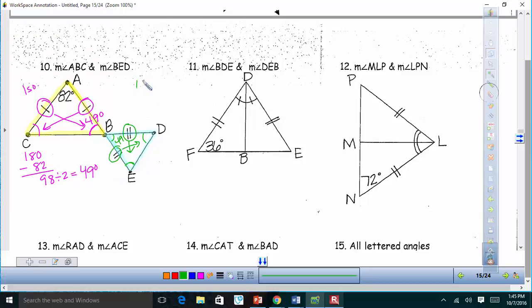So I would do 180 minus 49, which would give me 131. Then if I wanted just one of the angles, I would have to divide by 2. And so my angle would equal 65.5 degrees. Very good.